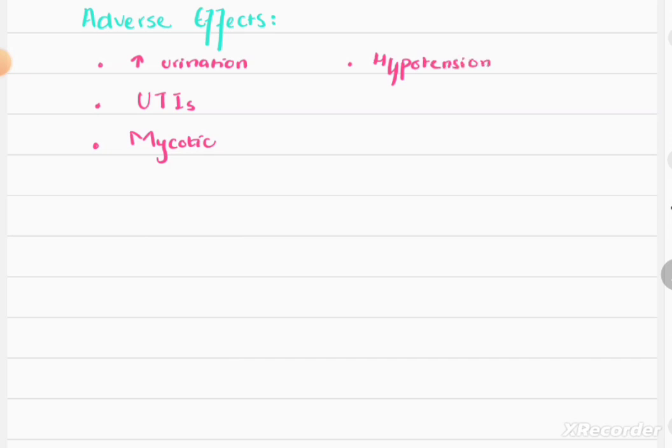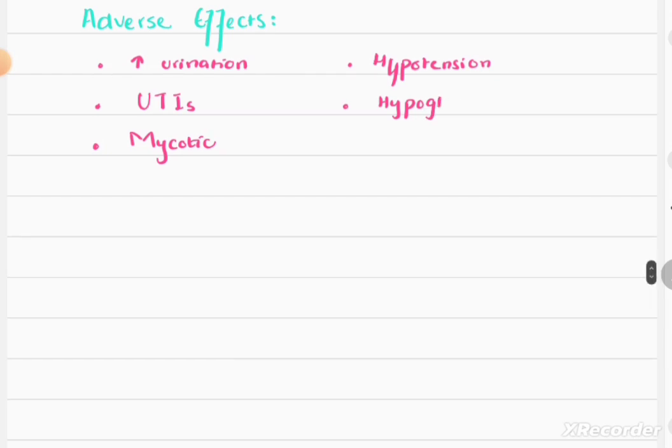They can also increase hypoglycemia if the patients are using concomitant other anti-hyperglycemic drugs and/or insulin. This class of drug is also associated with some rare cases of euglycemic DKA. DKA is diabetic ketoacidosis, which is a complication of diabetes mellitus. So this is also associated with euglycemic DKA.